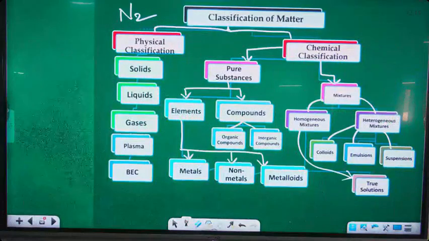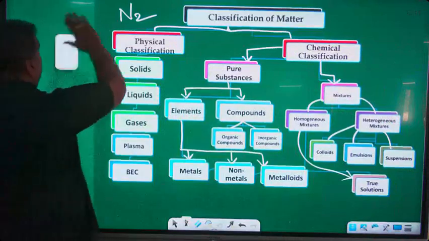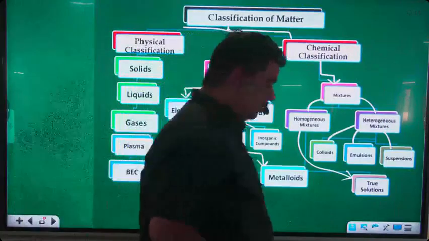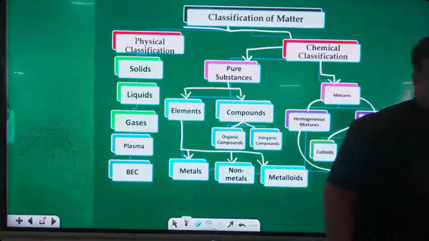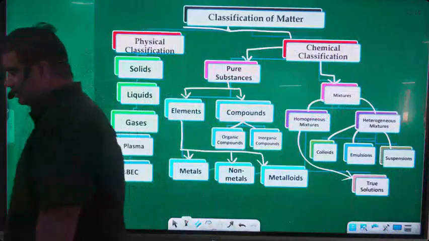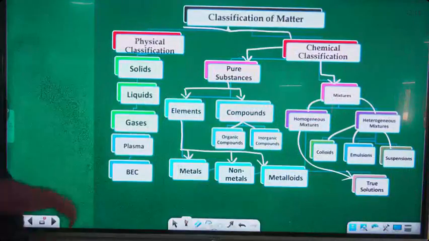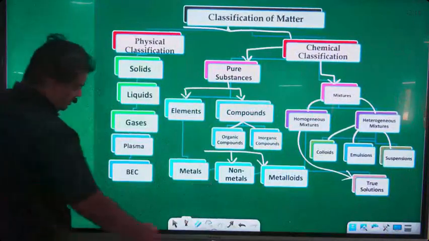Next, a compound is formed by the combination of two or more different atoms. A compound is formed with a combination of two or more different atoms. So in case of elements, first we'll start our discussion with metals.